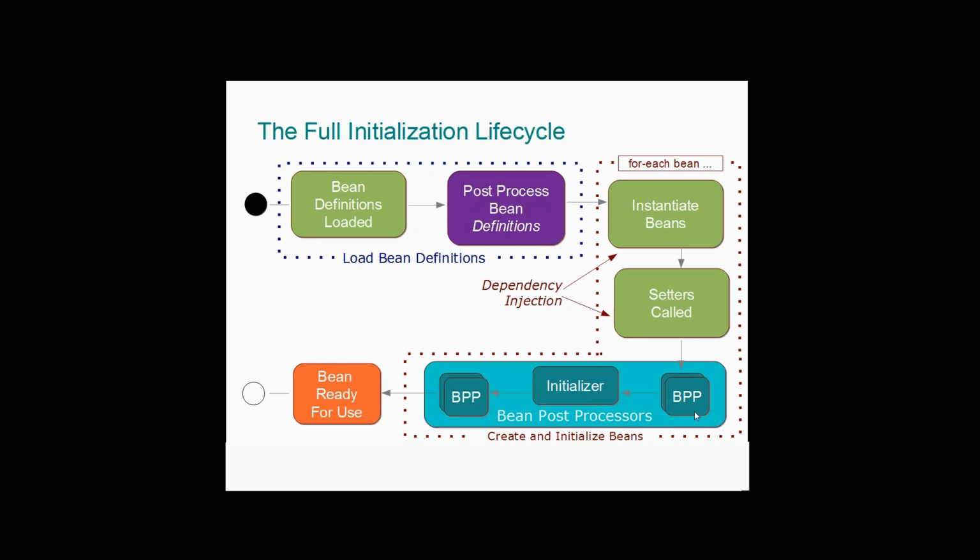Okay. Any questions so far? The difference between bean post processor and bean factory post processor: bean factory post processor is at the definition level, bean post processor is at the object level. Any other question?